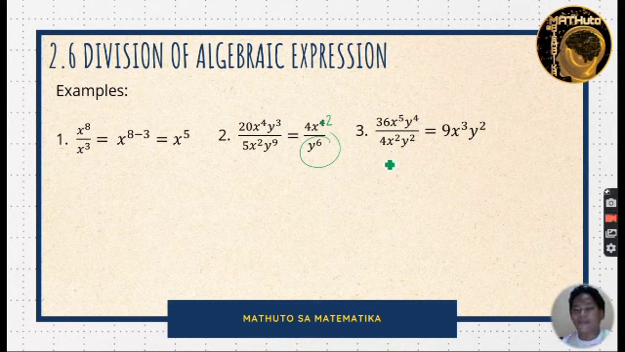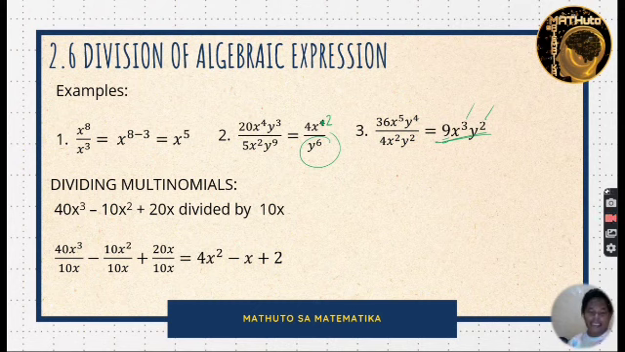For our third example, 36x to the 5th, y to the 4th, all over 4x squared, y squared. Dividing 36 by 4, the quotient is 9. 5 minus 2 for the exponent of x, which is 3. And for the exponents of y, 4 minus 2 is 2. So, our quotient is 9x cubed, y squared.